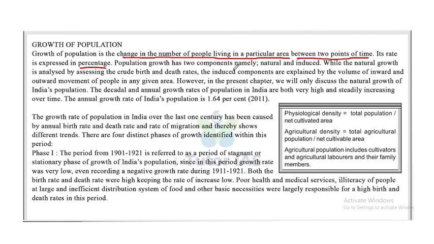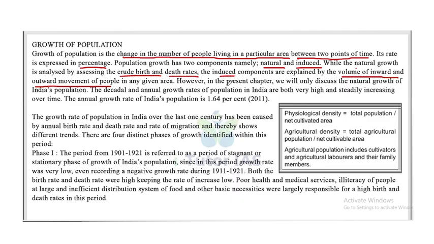Population growth has two components, namely natural and induced. While the natural growth is analyzed by assessing the crude birth rates and death rates, the induced components are explained by the volume of inward and outward movement of people in any given area. So there are two components, natural and induced: the natural growth is analyzed by assessing the crude birth rates and death rates, and the induced is assessed by the volume of inward and outward movement of people.